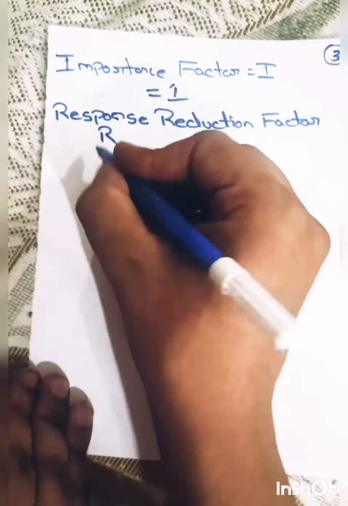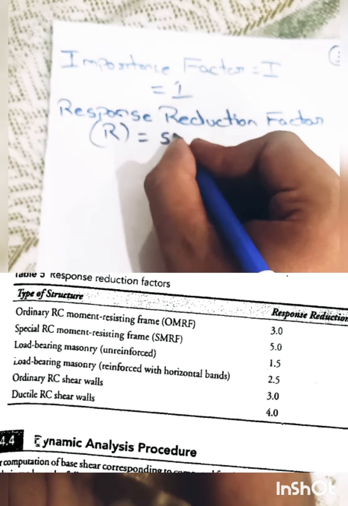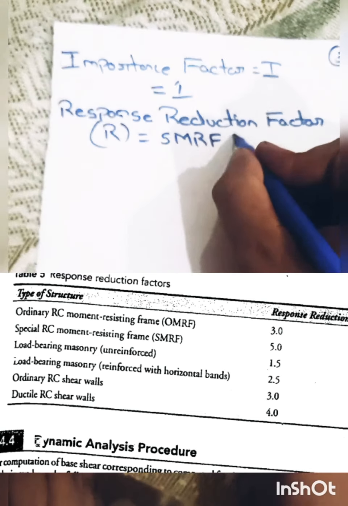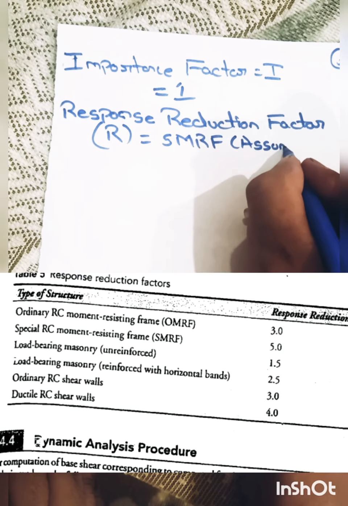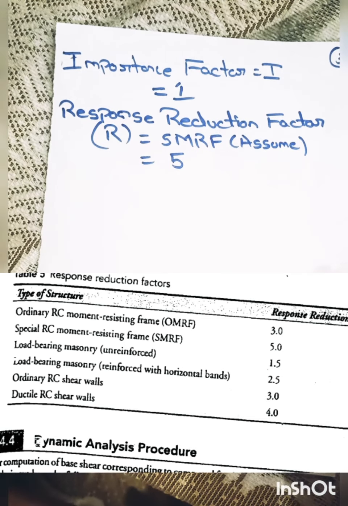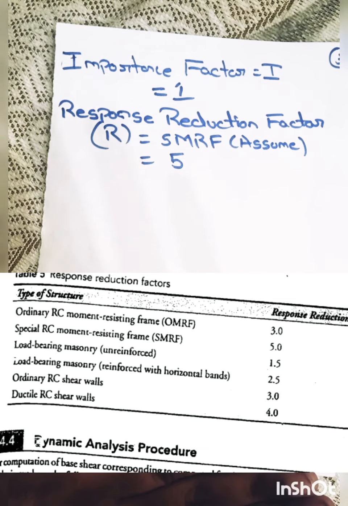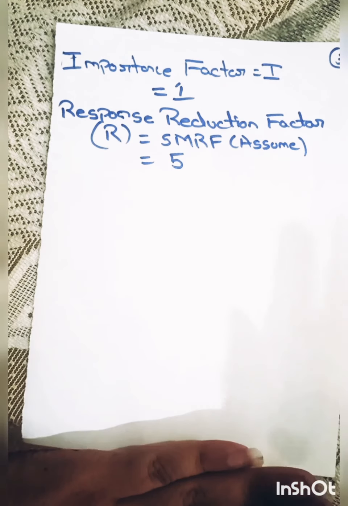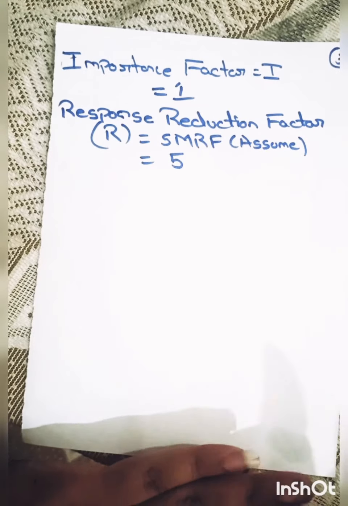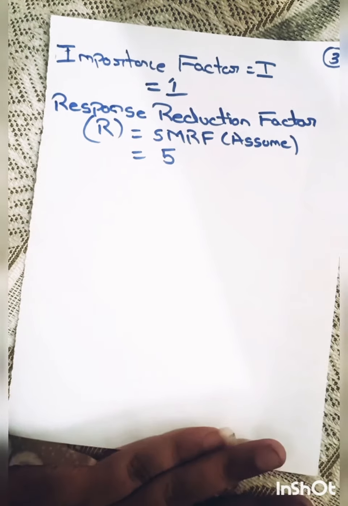That is R. Again, they have not mentioned anything here in the question, so I will assume it as SMRF. I am assuming it, so the value is 5. If it is OMRF, the value can be taken as 3. If it's a normal shear wall, the value can be taken as 3. If it is RC ductile detailed shear wall, the value can be taken as 4. Right now they have not mentioned anything, so I am assuming it to be SMRF, so the value is 5.